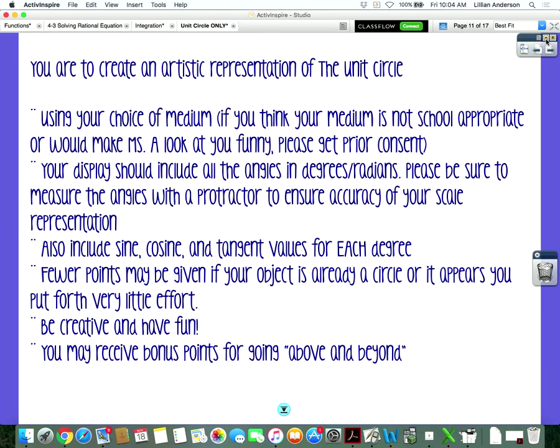Please be sure to measure your angles with a protractor to ensure the accuracy of your scale representation. If it's something super huge, okay? Honestly, this circle right here on your notes, you can also use as a guide. Am I going to sit there with a protractor and measure to make sure that it's 30 degrees? No. However, if your 30 degrees is up here, we're going to have a problem, all right? Also include the sine, cosine, and tangent values of each degree on your representation.